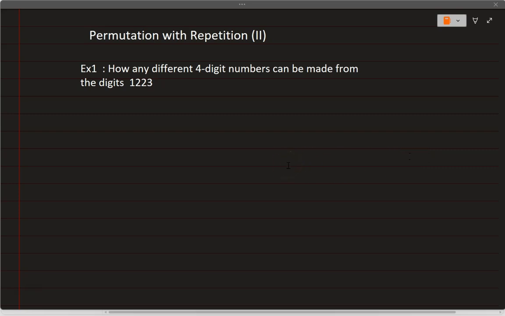All right, today's lesson: permutation with repetition. This is part two of the permutation lesson, the second part. I'm going to go through an example and show you how that works.